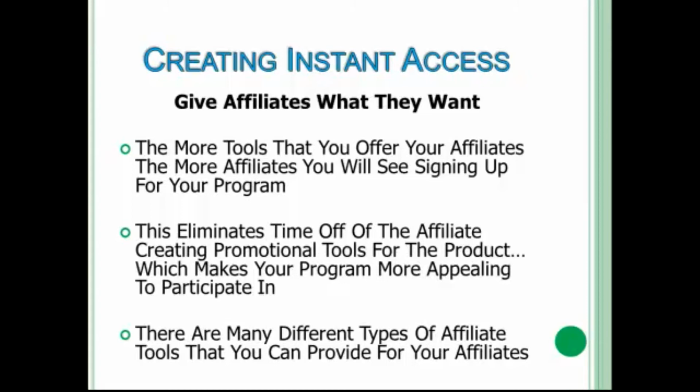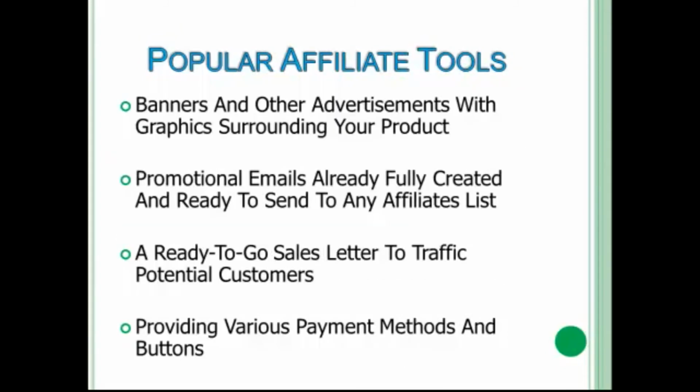Now, there are many different types of affiliate tools that you can provide for your affiliates. Let's take a look at some examples of affiliate tools that you can use in your affiliate program. Some of the most popular affiliate tools are items such as banners and other advertisements with graphics surrounding your product. This is a great tool to offer your affiliates. Many marketers will use the same graphics as the product to create their very own banners for their affiliates to be able to advertise on their own website or blogs.